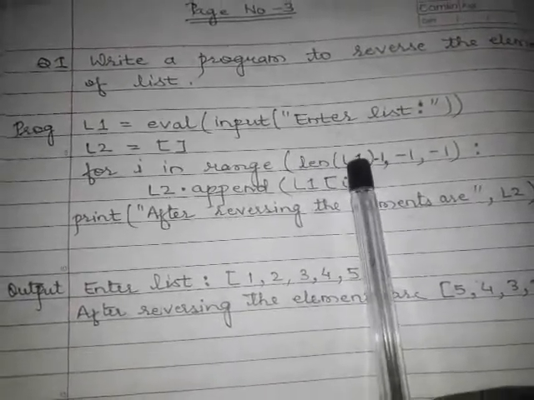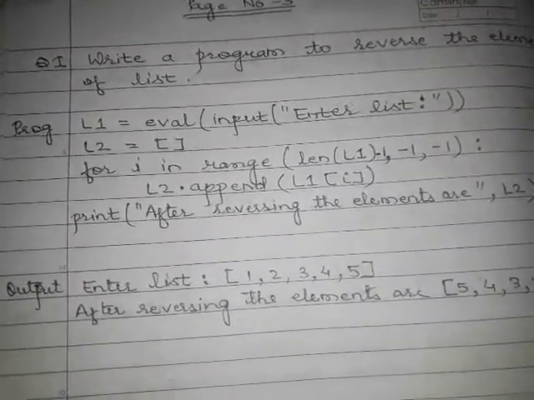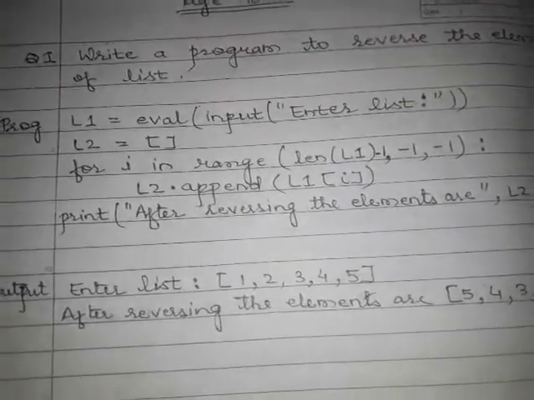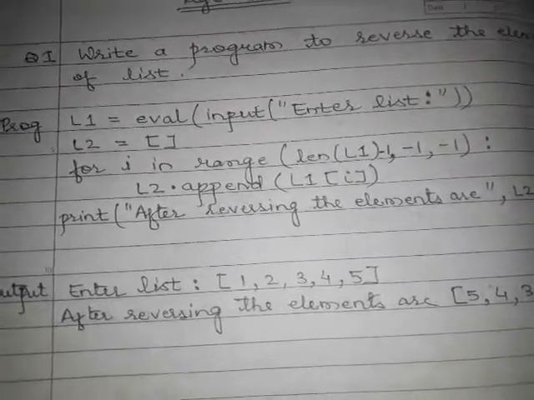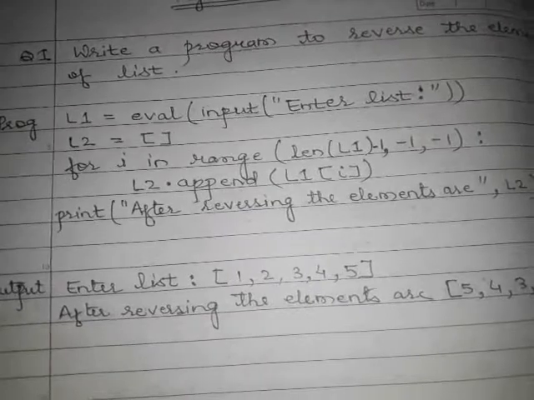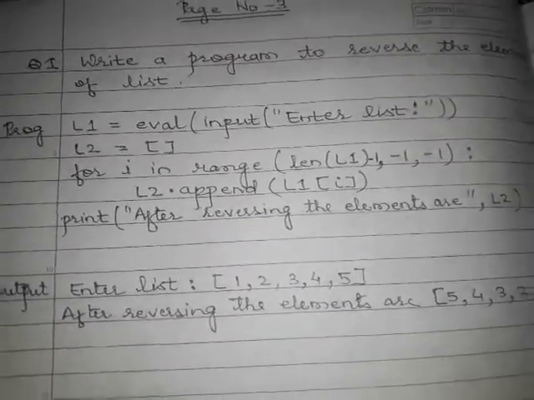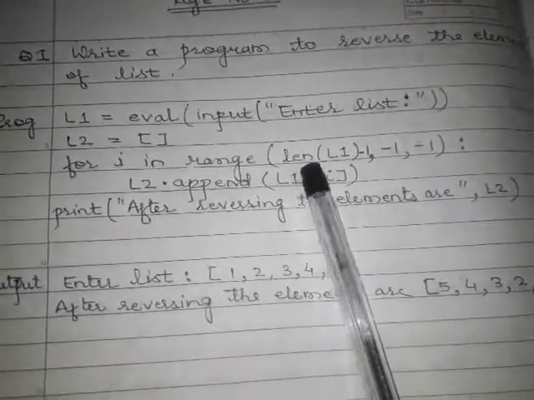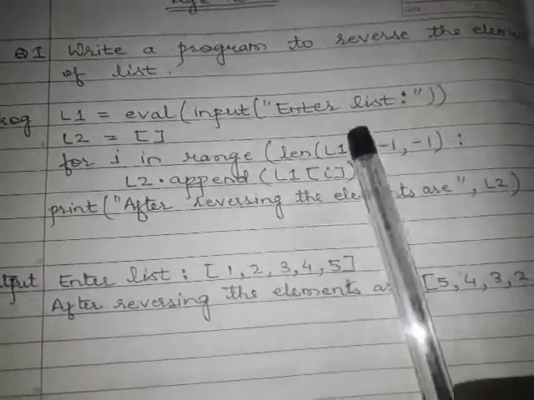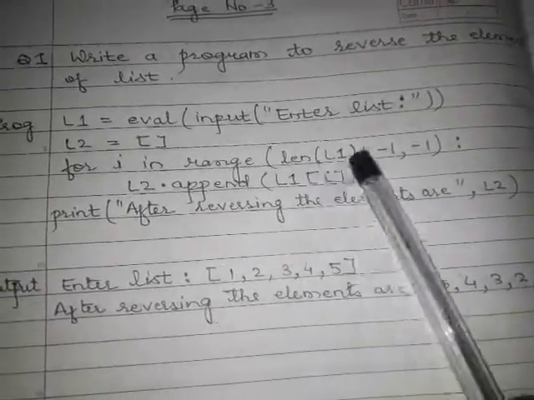Length of L1 means, suppose the list contains 5 elements. Then the last element has index 4. So this will start from length of L1, 5 minus 1, which is 4. It starts from 4, which is correct.